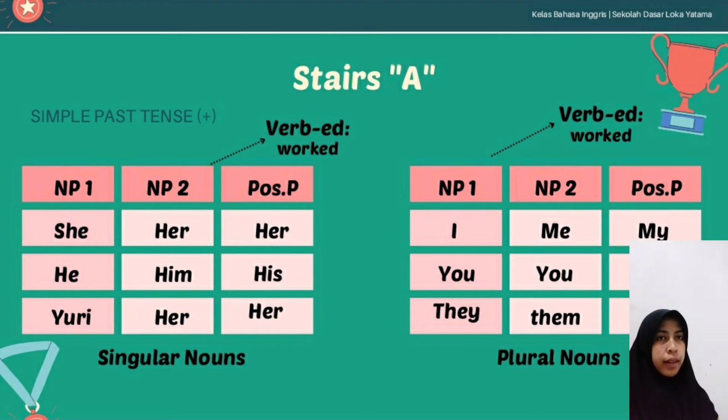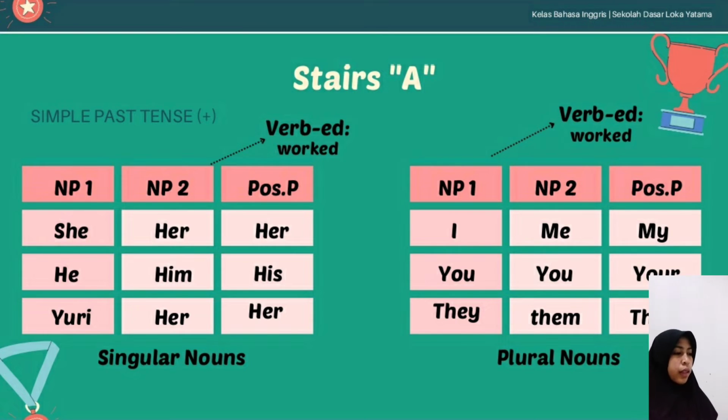Okay, the next material is simple past tense. What is simple past tense? The past tense is the verb form you use to tell about things that happened in the past. Simple past tense is used to talk about things that happened or existed before now.